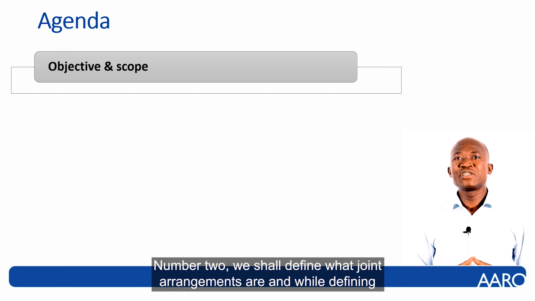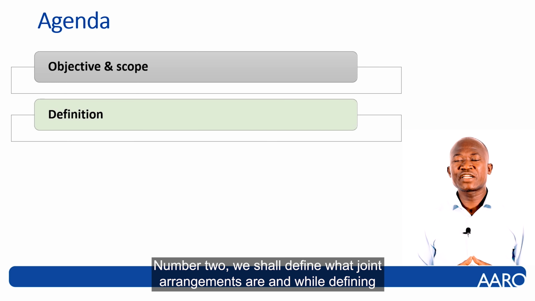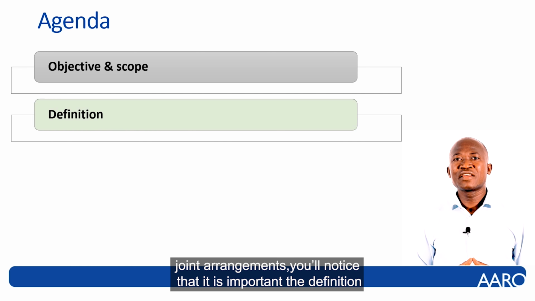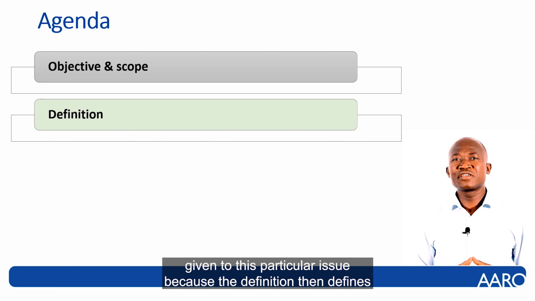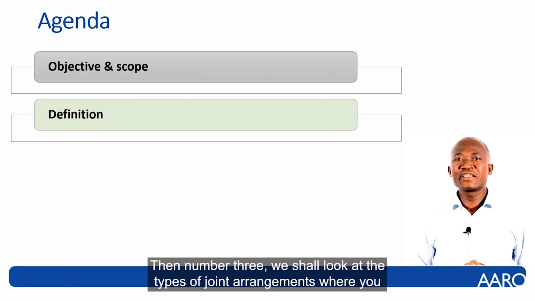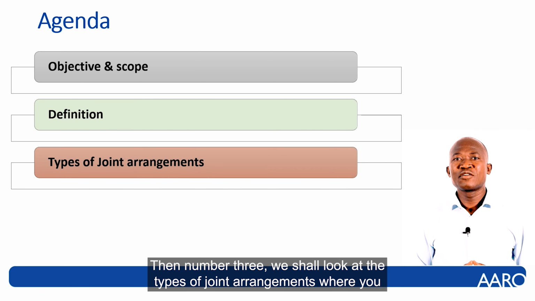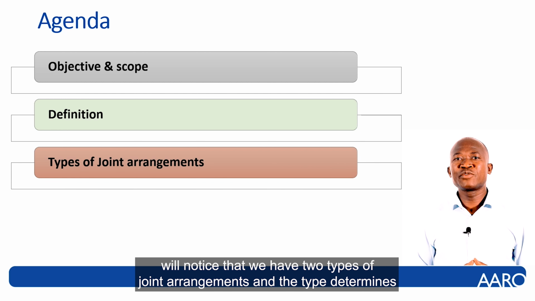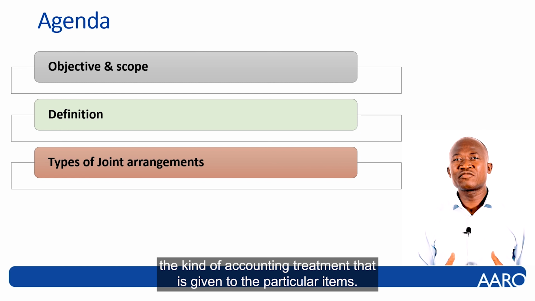Number two, we shall define what joint arrangements are. And while defining joint arrangements, you will notice that the definition is important, because the definition then defines the accounting for the particular types of joint arrangements. Then number three, we shall look at the types of joint arrangements, where you will notice that we have two types, and the type determines the kind of accounting treatment that is given to the particular items.